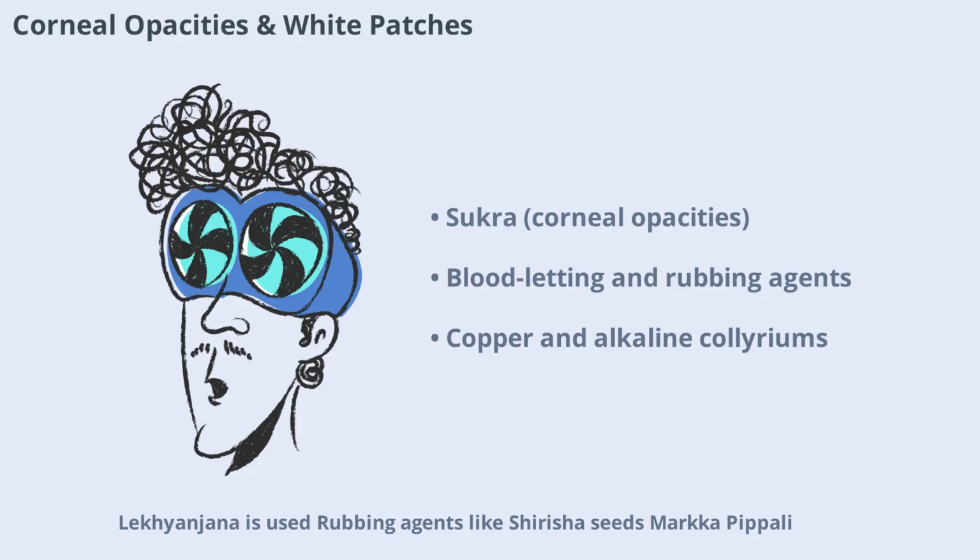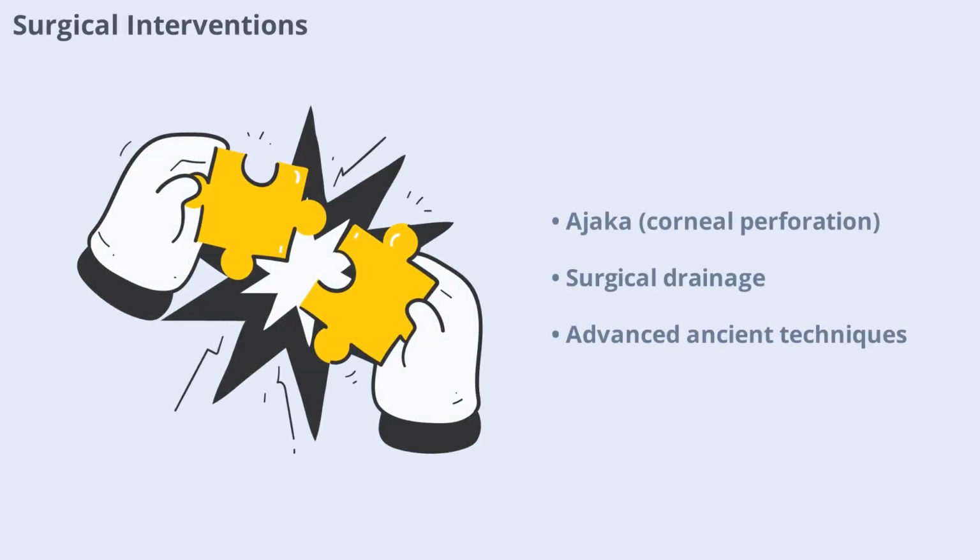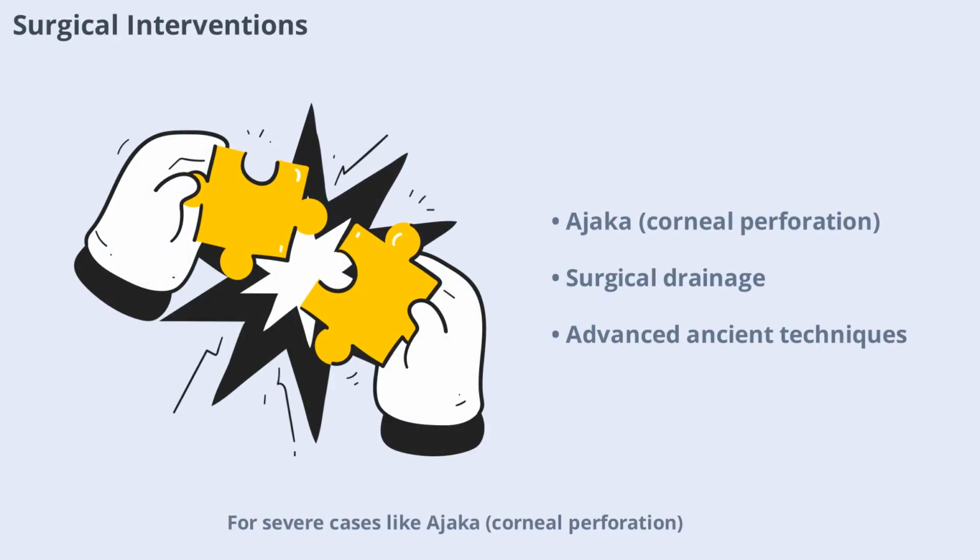Rubbing agents like Shirovirechana seeds, maricha, pippali, and rock salt help remove stubborn opacities. Copper-based and alkaline collyriums are also employed for their potent tissue-clearing effects. For severe cases like ajaka, corneal perforation, surgical drainage is performed. The accumulated watery matter is punctured with a needle, and the resulting ulcer is filled with powdered beef mixed with clarified butter. If the ulcer becomes raised, repeated scarification is advised. These procedures highlight the advanced surgical knowledge present in ancient Ayurveda.